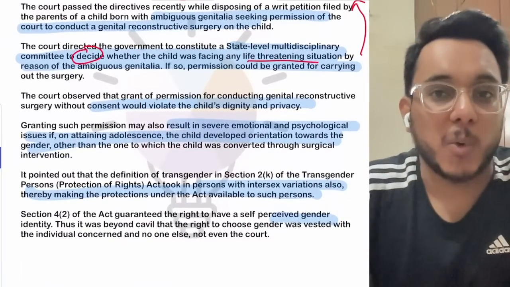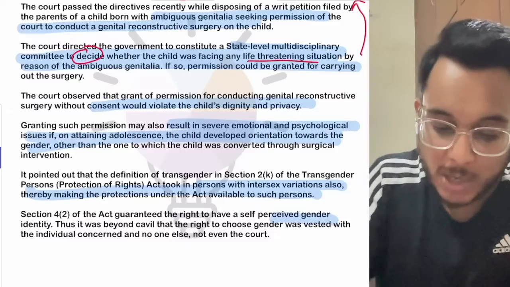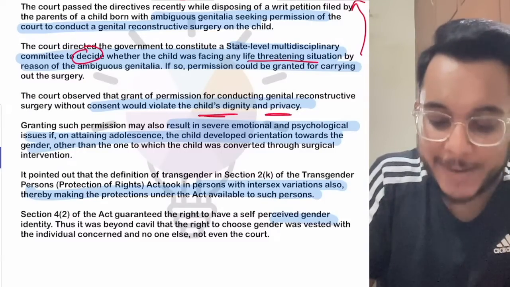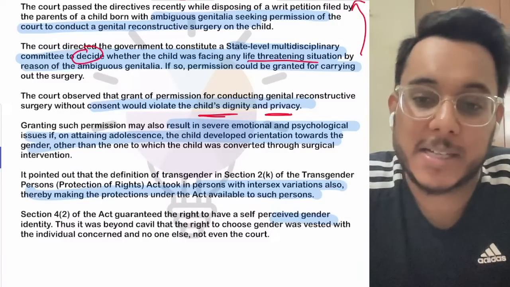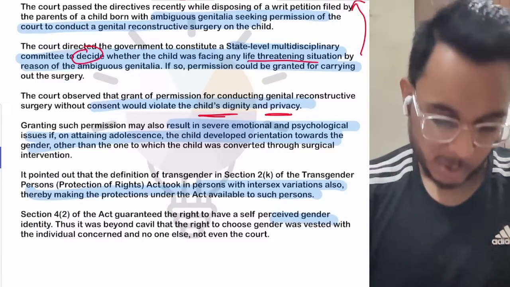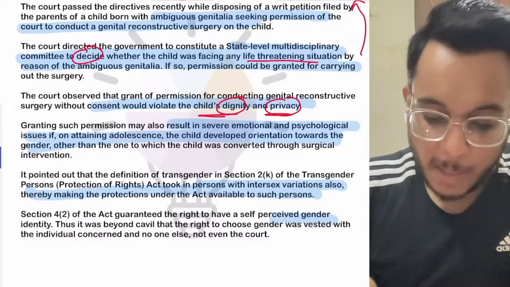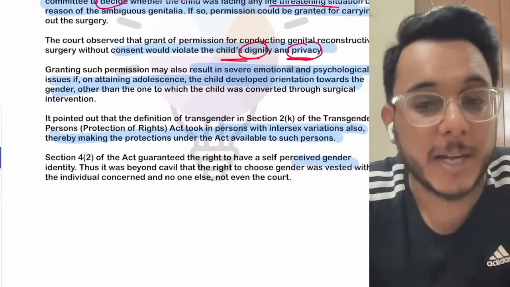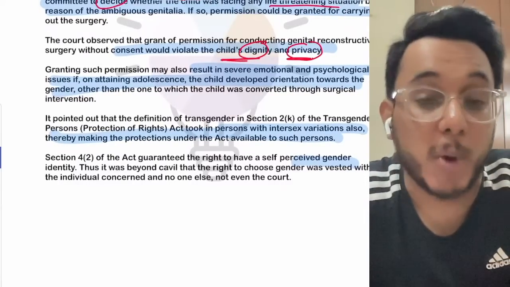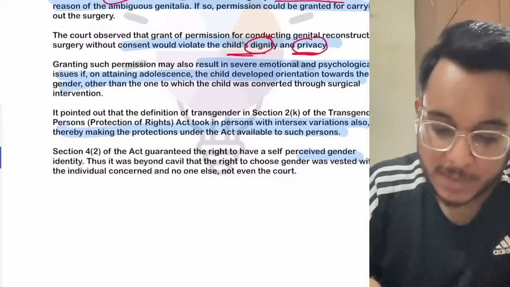Now, Kerala High Court has provided that many times when these surgeries are being done, it violates the child's dignity and privacy, because many times without the consent of the child, their parents do this kind of surgery. So it impacts the child's dignity as well as privacy. Moreover, guys, it has also been provided that later on, this thing can create social problems for the child. How? Now listen very carefully to this particular thing.